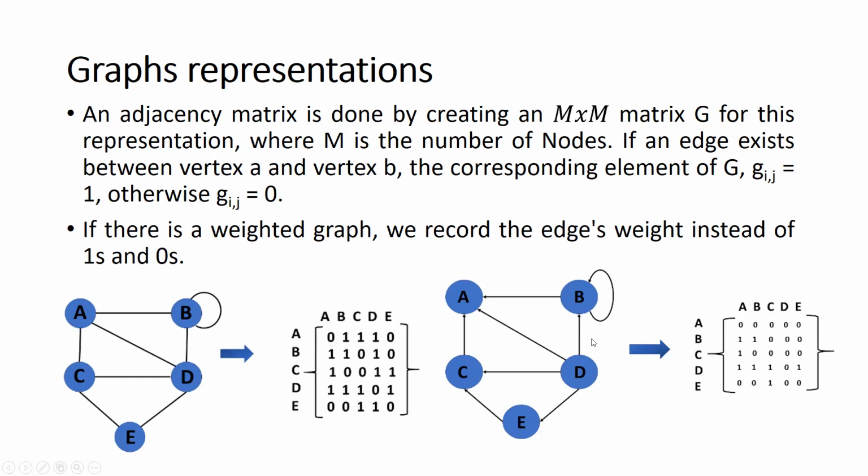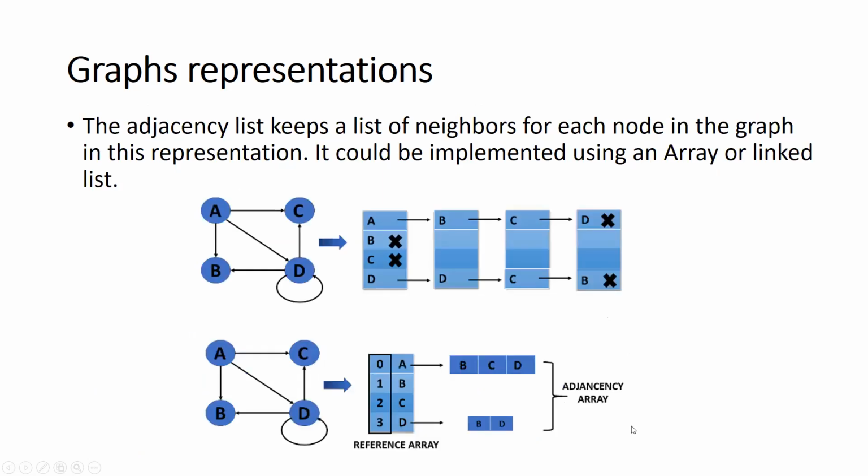The other example shows the same graph when it is directed. So we'll see that the number of ones is less now.